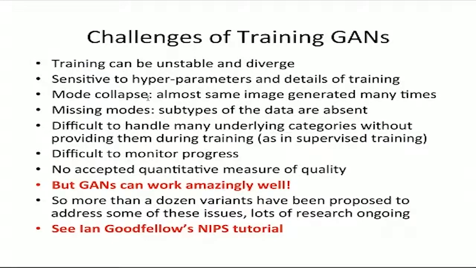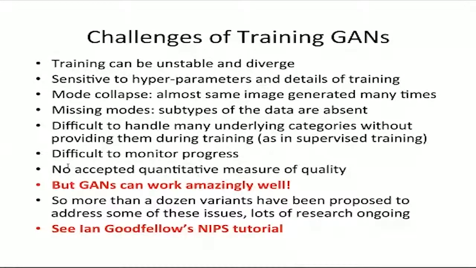As I mentioned, one of the challenges is to train models with a diverse set of underlying types, like categories. One way to cheat is to say, we're only going to train on one kind, or we're going to tell the machine what those categories are during training, like we do in supervised training, where we provide both the images and their categories. We can do that with different models. One hurdle, as I already mentioned, is that it's difficult to monitor progress, but more generally, we don't have an accepted quantitative measure of quality, although again, there are proposals.